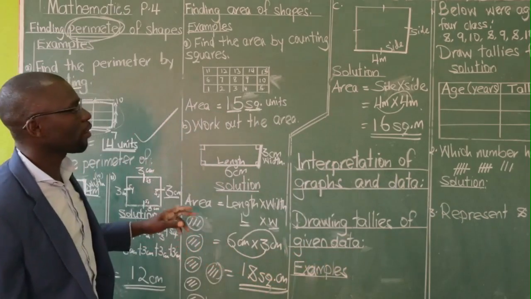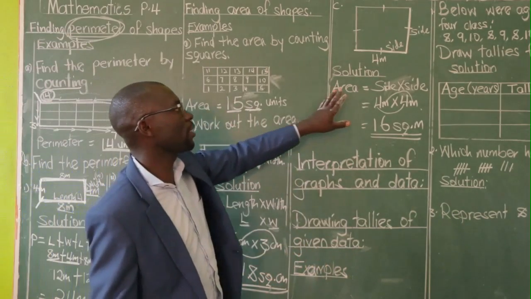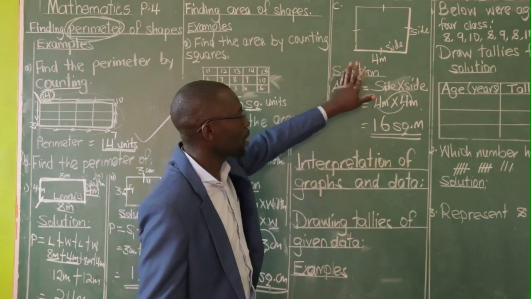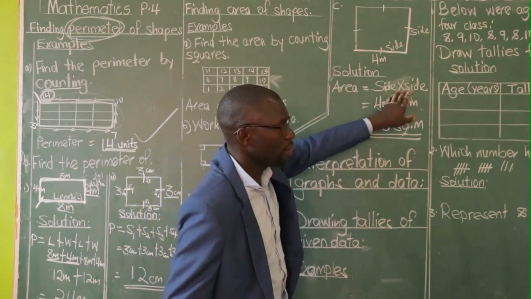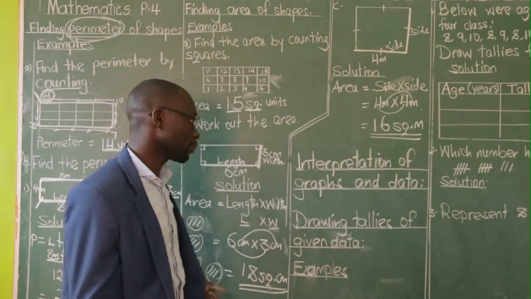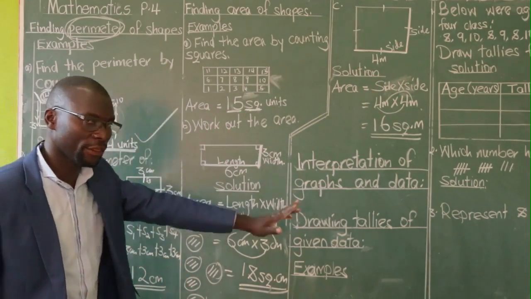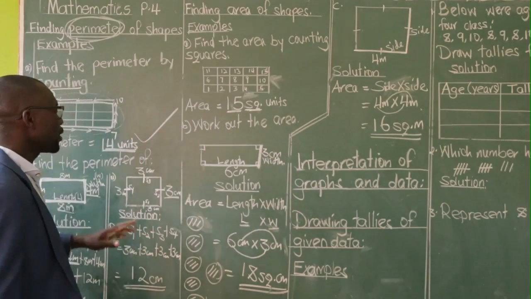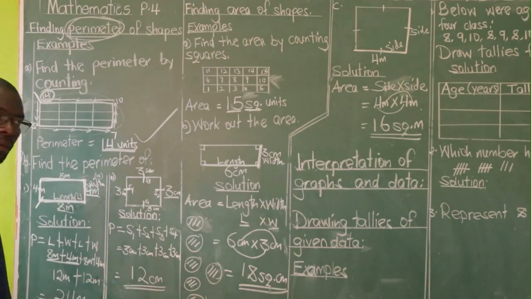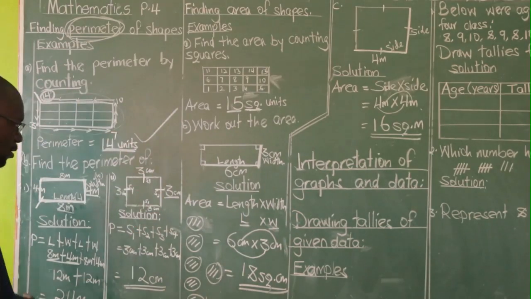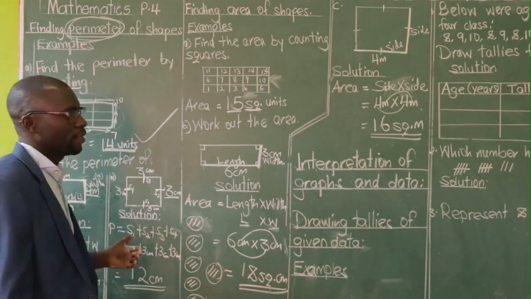So whenever you have been given to find area, make sure you multiply. If it's for a square, it is side times side. Only two sides are multiplied. And for a rectangle, it is length times width. And if you are finding perimeter, remember to add all the sides that you've been given.